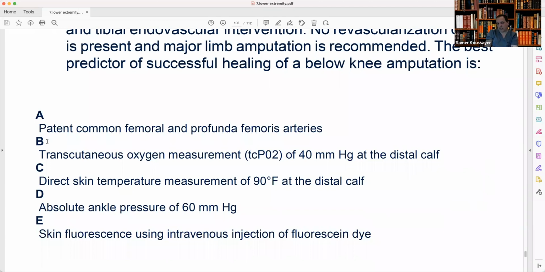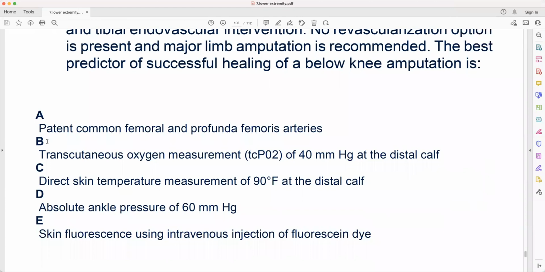The common femoral and profunda is enough for above knee, but below the knee it's not. But again, you can't depend on the arterial angiogram; you have to see the TCBO2. In general, for below the knee, you need the SFA to be open already. Profunda and femoral is good for above knee. But this is in general; to be more specific, you have to do TCBO2.